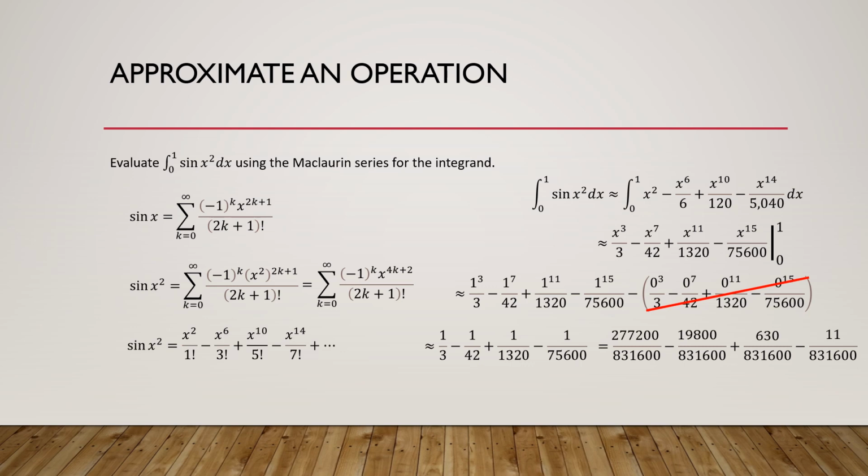This equals 258,019 over 831,600, which equals our final answer of approximately 0.310 taken to 3 decimal places.